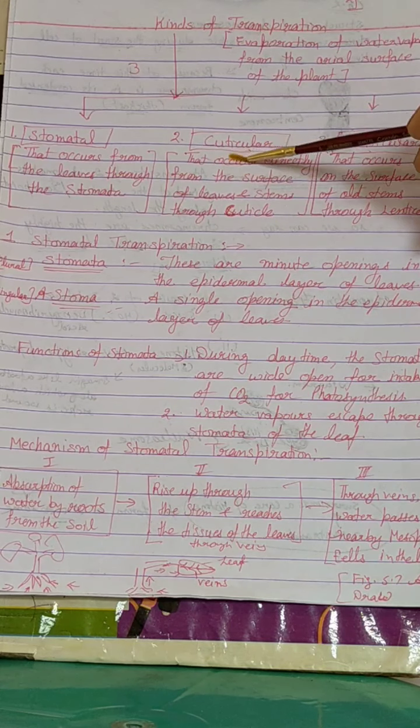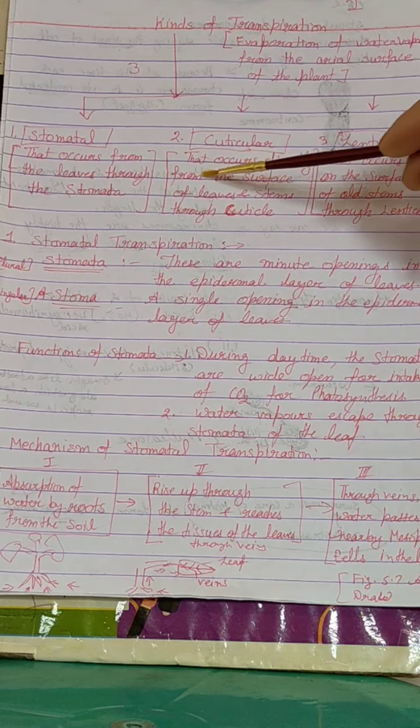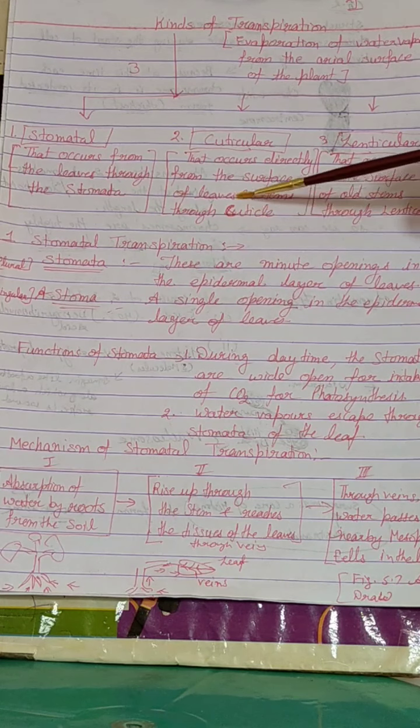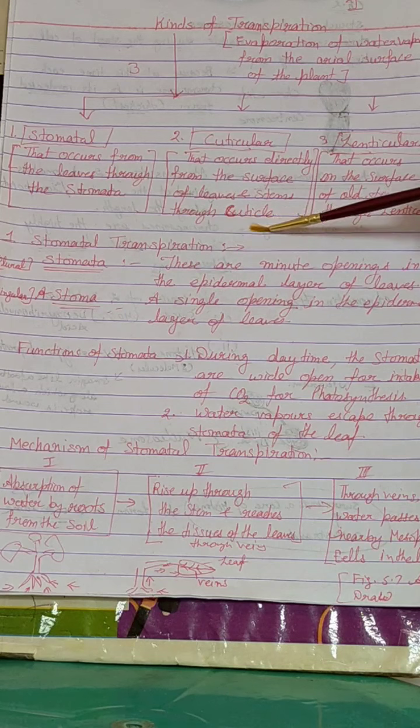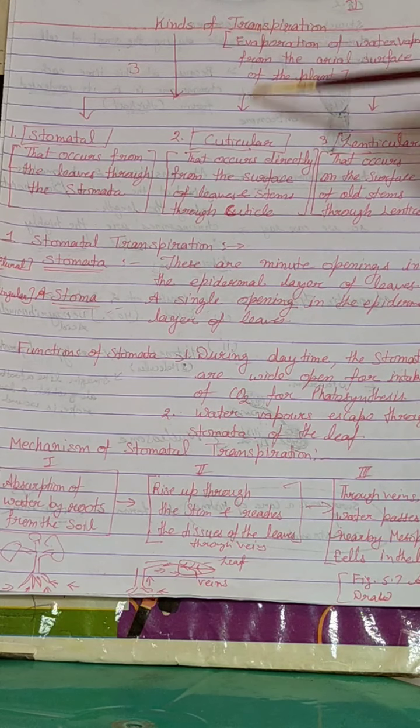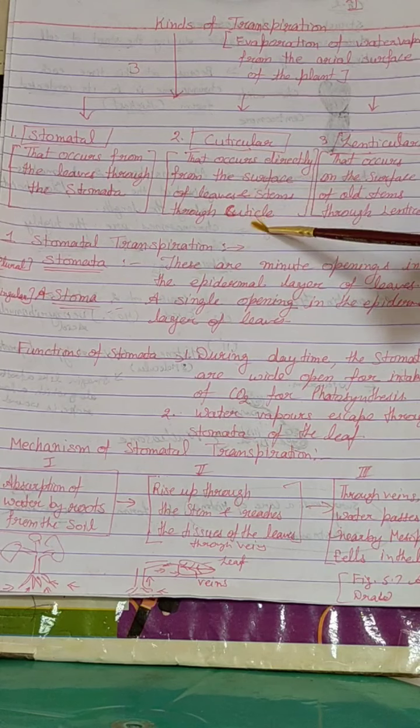So cuticular means the transpiration that occurs directly from the surface of the leaves and stems through the cuticle. The cuticle is a transparent, waxy membrane that is present on the surface of the leaves and stems. Some amount of transpiration occurs through this membrane also. That transpiration will be called cuticular transpiration.